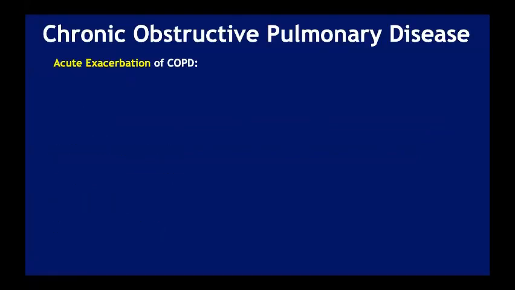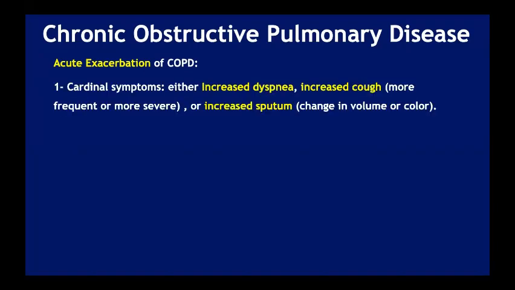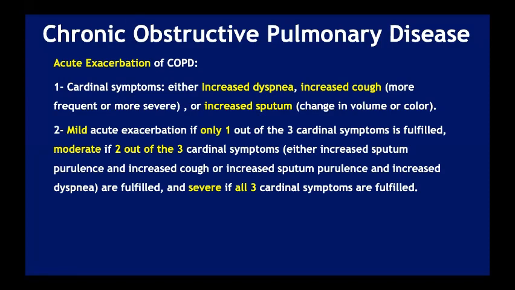So this is a case of acute exacerbation of COPD. Cardinal symptoms for acute exacerbation of COPD: increased dyspnea, increased cough, or increased sputum. Increased cough means more frequent or more severe; increased sputum means a change in volume or color. Mild acute exacerbation if only one out of the three cardinal symptoms is fulfilled. Moderate if two out of the three, that is, either increased sputum purulence and increased cough, or increased sputum purulence and increased dyspnea. And severe if all three cardinal symptoms are fulfilled.